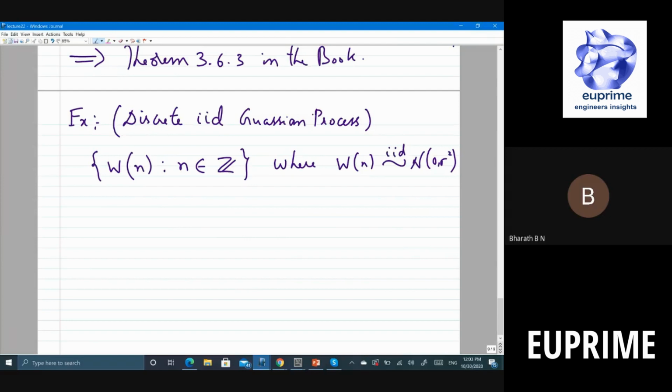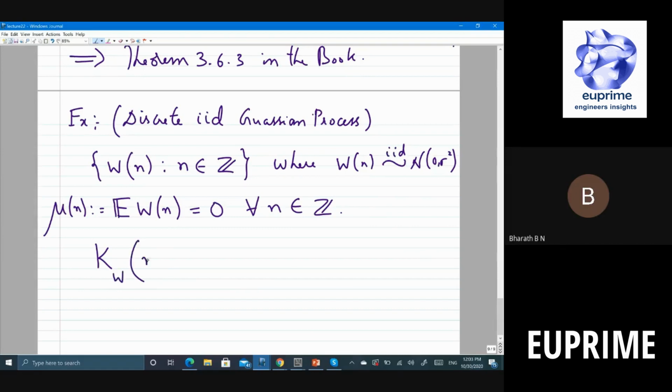Okay, so now what is the mean process? W of n. Let me call this mu of n, which is 0 for all n, right? So the mean function is 0, no problem at all. Now the next thing that I need to know is the covariance, right? So I'll take two time instances, n and k. Okay, don't get confused with the k that I chose earlier. So this is the covariance function of this stochastic process at time instances n and k. So what is this? This is nothing but the expected value of W of n times W of k.